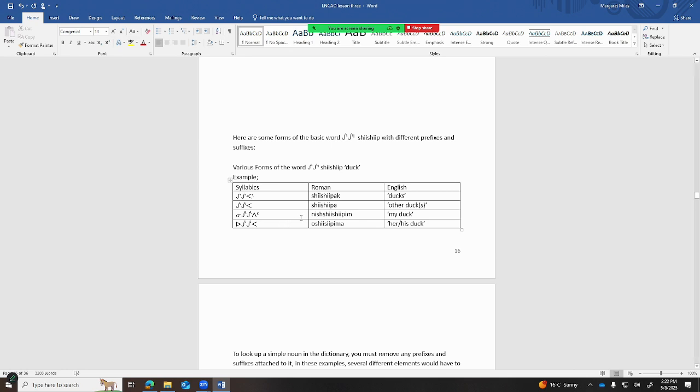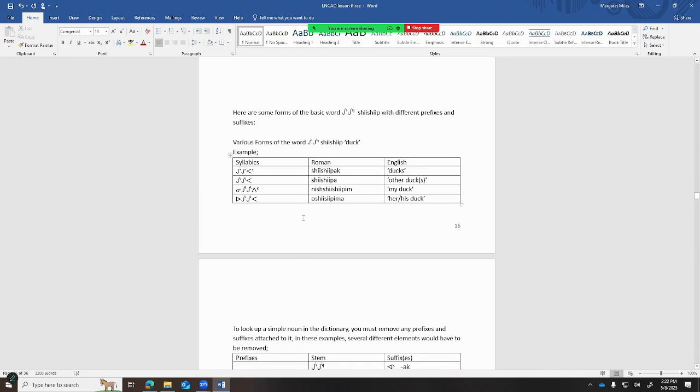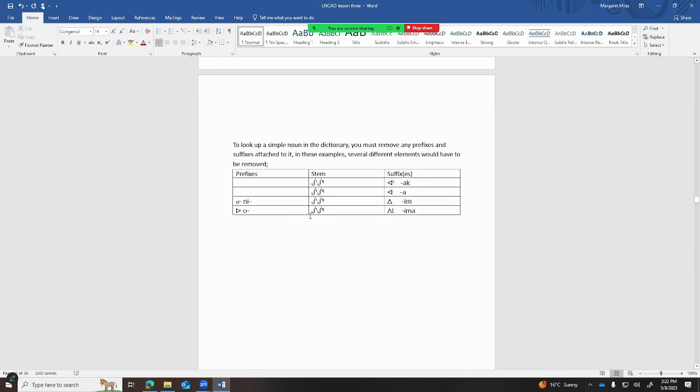To find a simple noun, you must remove any prefixes and suffixes attached to it. In these examples, several different elements would have to be removed. So the first one, sisip, duck, added is that sound ak at the end. Sisipa, added is the a at the end. Before the word sisip, ni is added, and im at the end, nisisipim. And o before the word, and ima at the end, osisipima. So those are examples.